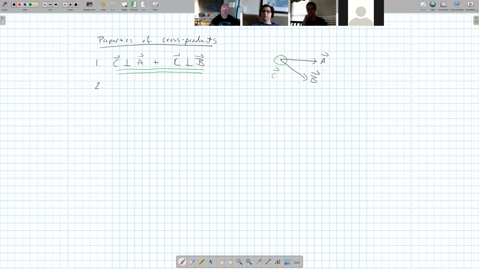Property number two is that A and B create a plane, and C is perpendicular to that plane.